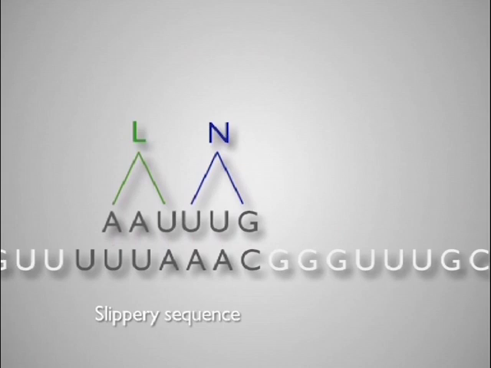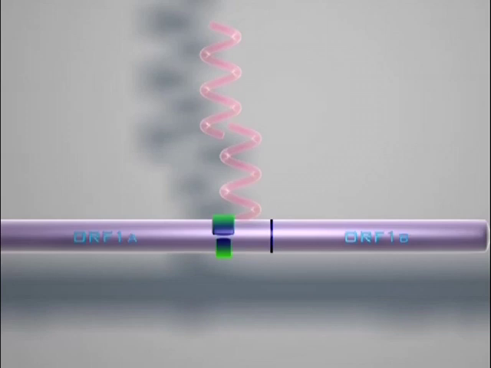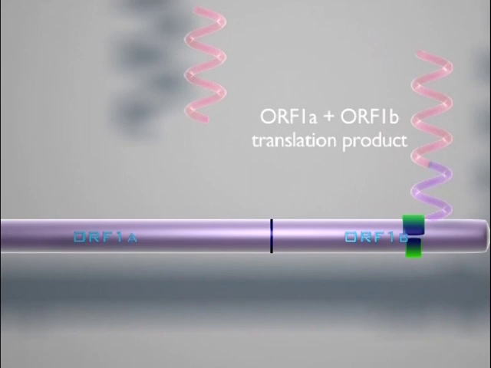During frame shifting, they will slip back while still retaining two of the three base pairs. Then the next tRNA, carrying the first ORF1B encoded amino acid R, comes in, and translation continues from there. This minor shift in the reading process causes the ORF1A stop codon to go unnoticed, and translation can continue until the end of ORF1B.